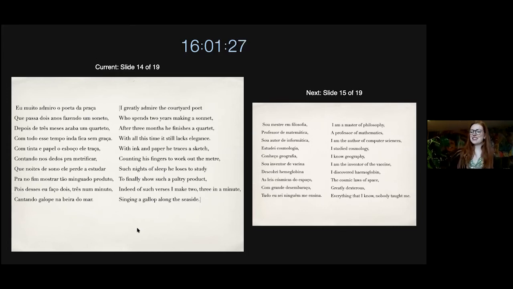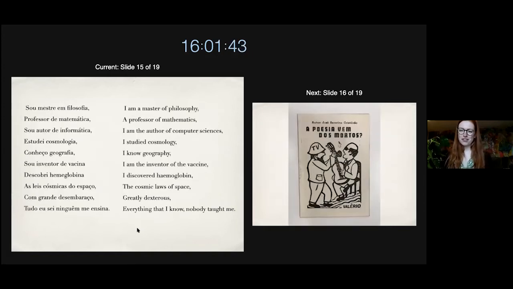So you can see he's definitely poking fun there at these textual poets who spend hours sweating over certain lines when he can just reel them off like this. And again, we've got another example of this rejection of the textual.